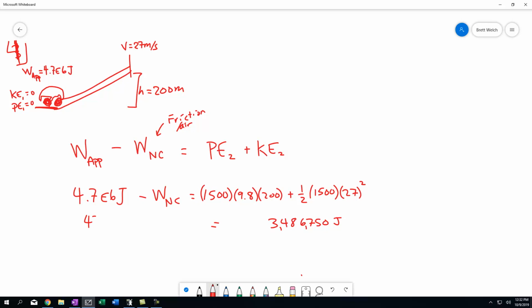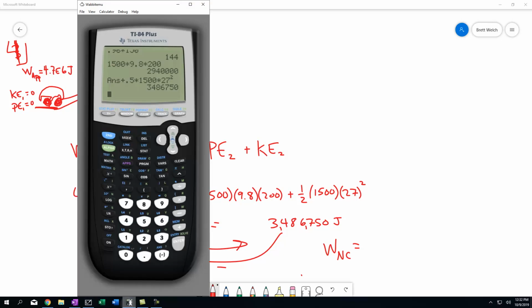So our 4,700,000 joules minus something took energy out of the system, because we're not as big as we were before. So real quick swap around, we're going to move that over and we're going to subtract that back. So we'll add the work by non-conservative forces. The work by non-conservative forces, what's being removed from the system, is the difference in these two numbers. And I'm just going to subtract 4,700,000. Ooh, that looks right.